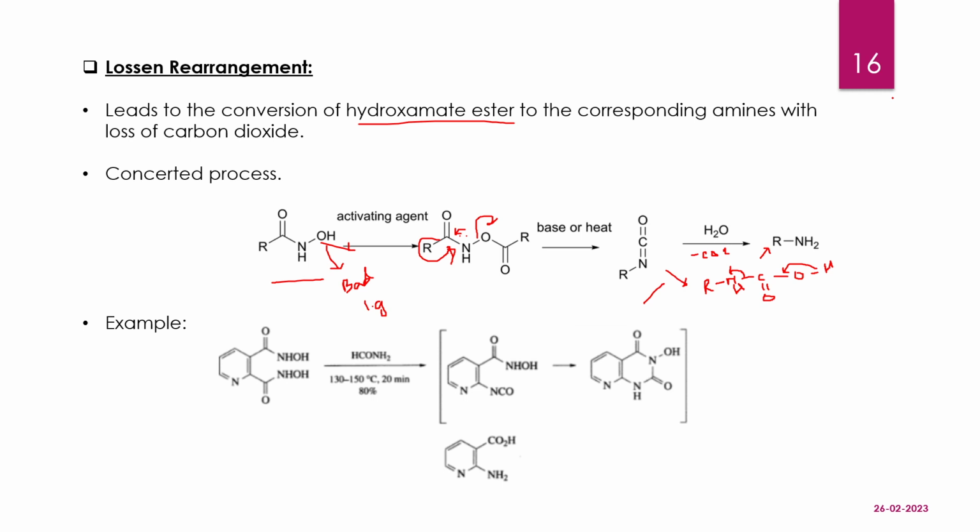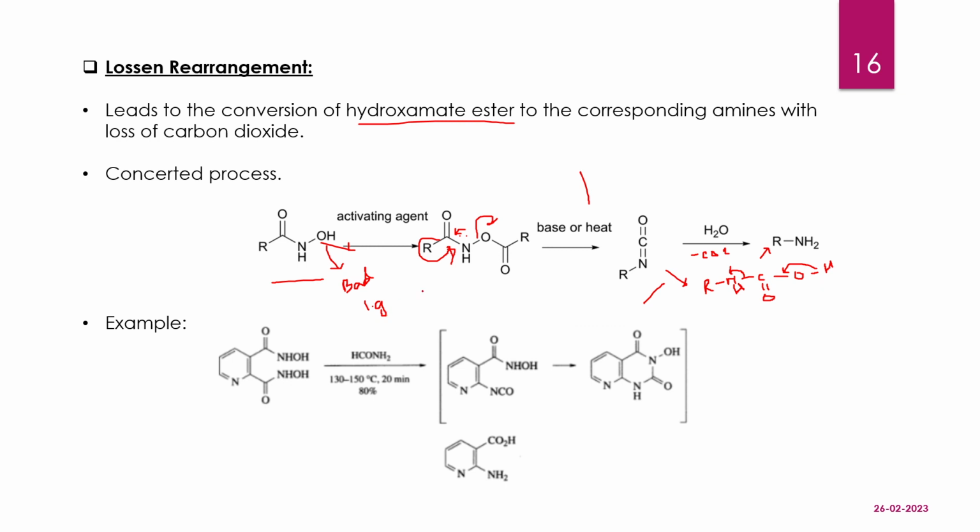Okay, so see, all the reactions are the same, just the difference is the leaving group. In Curtius, the leaving group is N2. In Hofmann, the leaving group is bromide. In Schmidt, the leaving group is again N2. And in Lossen, the leaving group is a hydroxyl group.